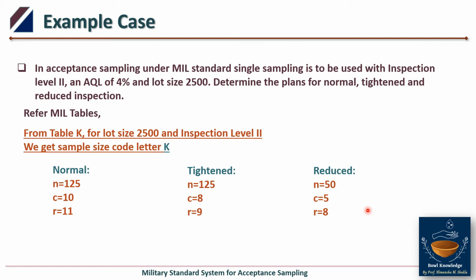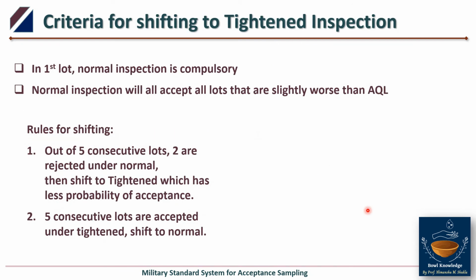Now the USP of the MIL table is, what if we select a normal inspection and during the inspection of some samples we find out that this is not fit for our purpose, then you can shift to another level, that is tightened inspection or reduced inspection. For shifting the types of inspection there are some rules and criteria. Here we are looking at the criteria for shifting to tightened inspection, and when you are allowed to shift to tightened inspection.